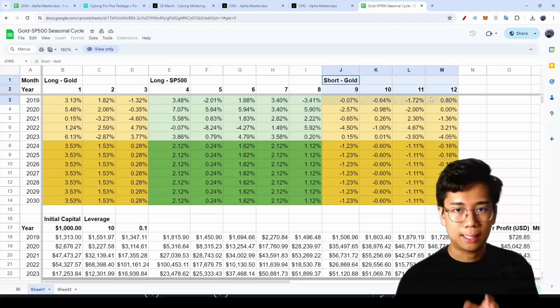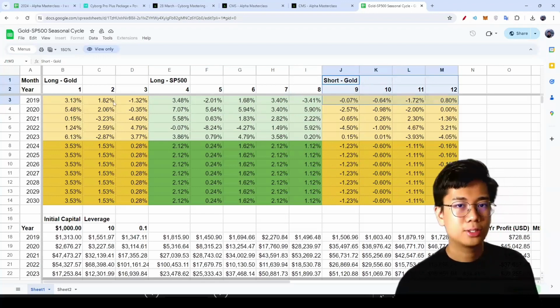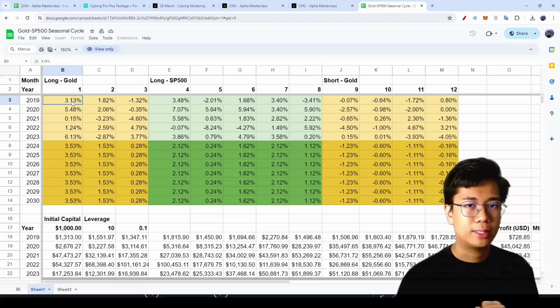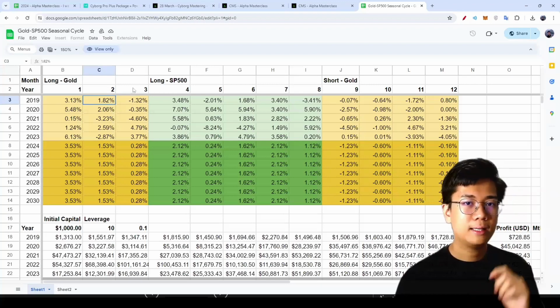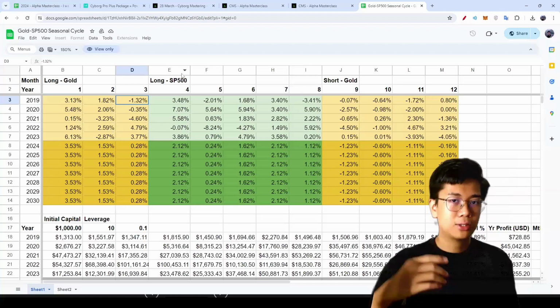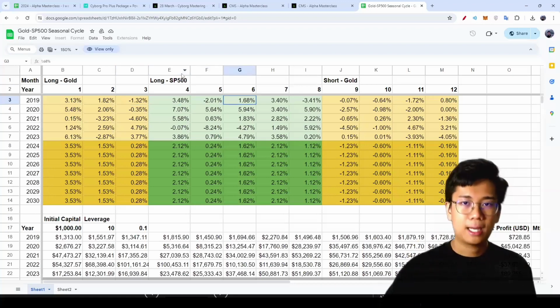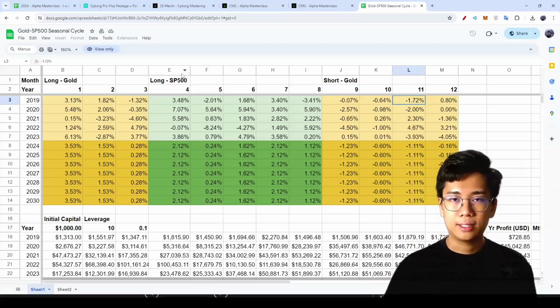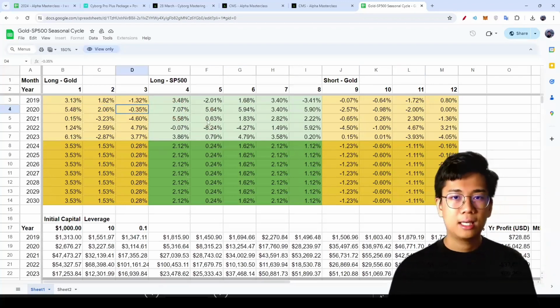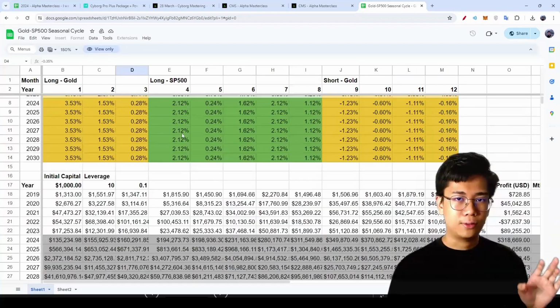Okay, so what I do is I buy gold in 2019. January, make 3%. 2019 February, make 1.8. 2019 March, I lose money. I don't care. I just continue to buy, sell. Sometimes I make money, sometimes I make losses. And let's have a look.